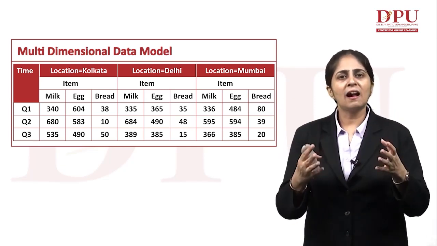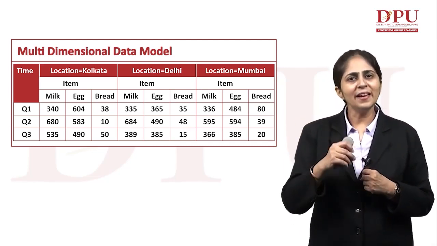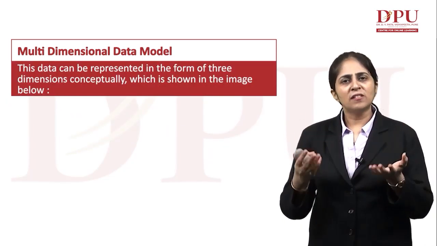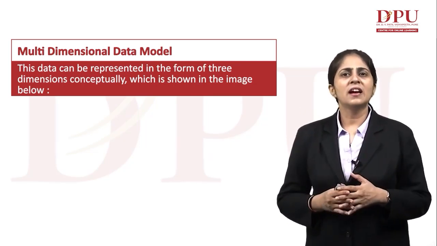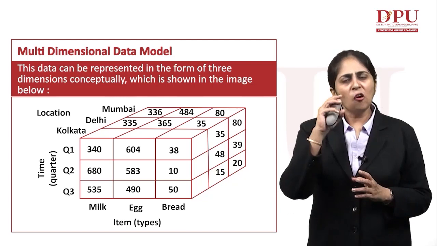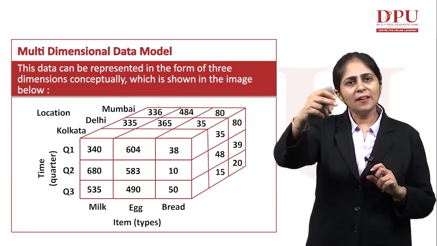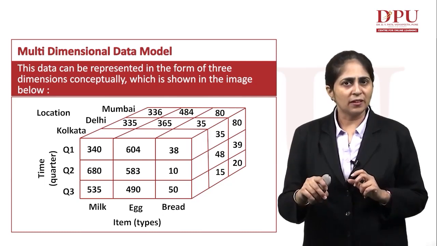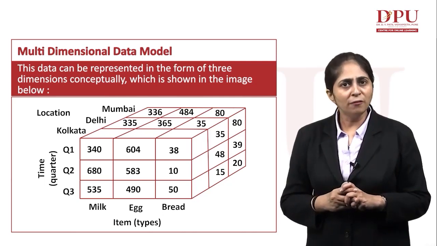We need to see our data from different dimensions. So that is why we need to do multi-dimensional analysis. Now this data can also be presented conceptually in the form of 3 dimensions. We can also view this data in the form of a cube. On the cube, on one side we can take the quarters, the time. On the other side we can take the location. On the next side we can take the items that we are selling. So if we want to analyze the data, we can analyze it in the form of a cube.